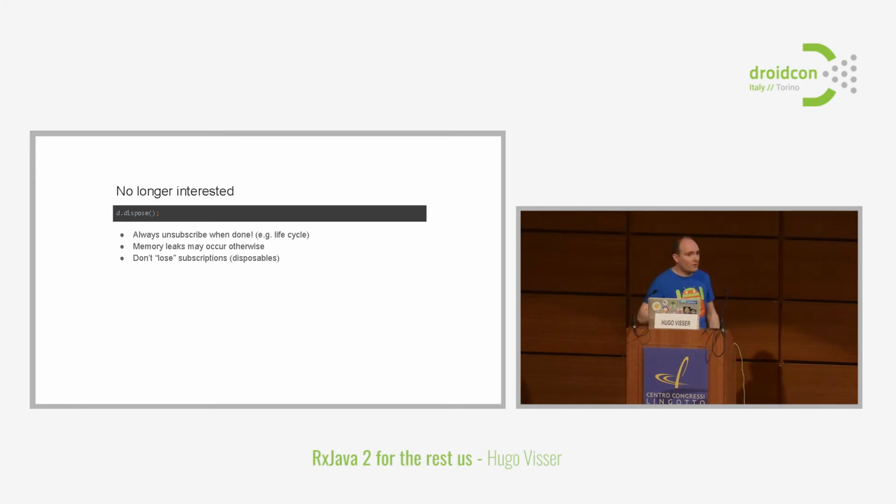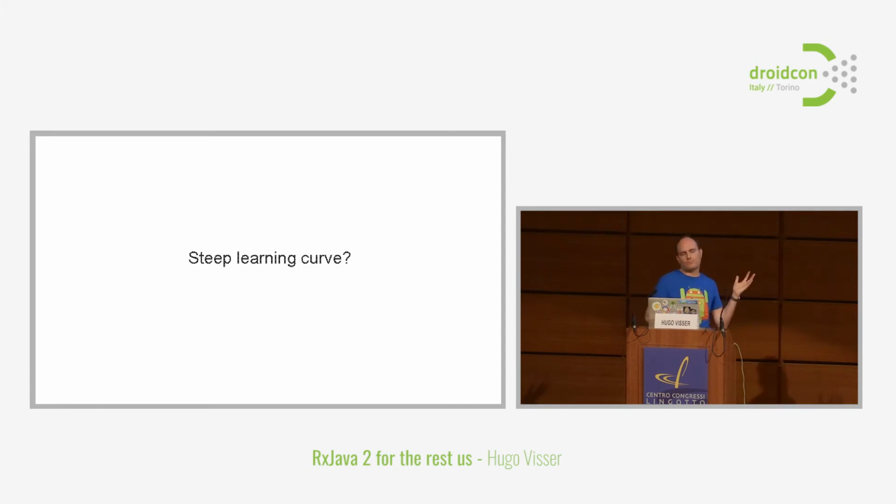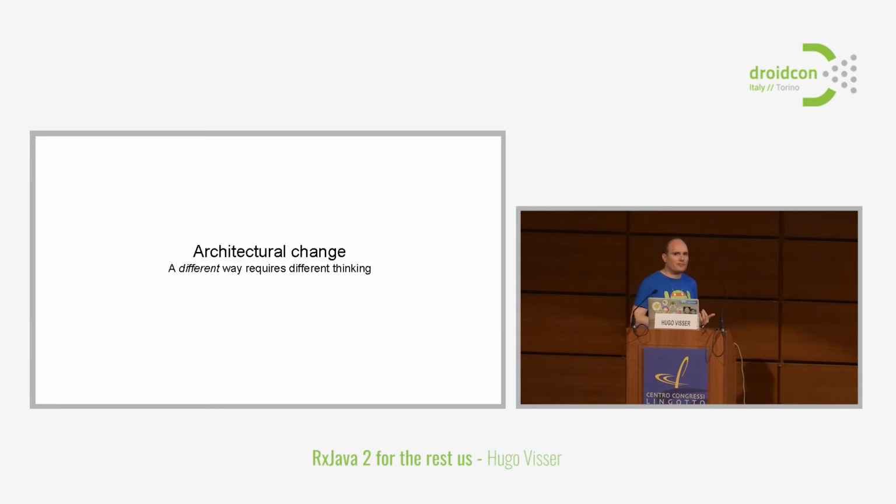Okay. So far, I don't think this is too complicated, right? We have an observable type, we get it from somewhere, we subscribe to it, and then we get our events, and when we are no longer interested, we unsubscribe. So this is the basics. Yet, RxJava is known for its steep learning curve, and I think that's actually true. One of the main factors why this is true is because RxJava is really an architectural change to your application. That means that you have to think in a different way about solving a problem that you might have.